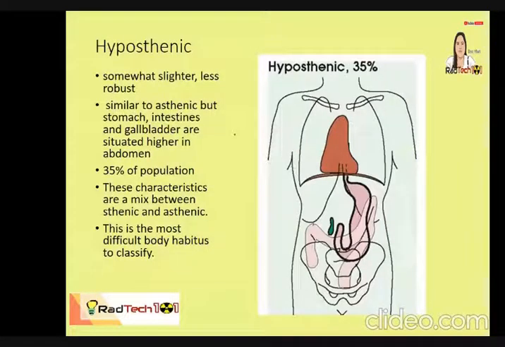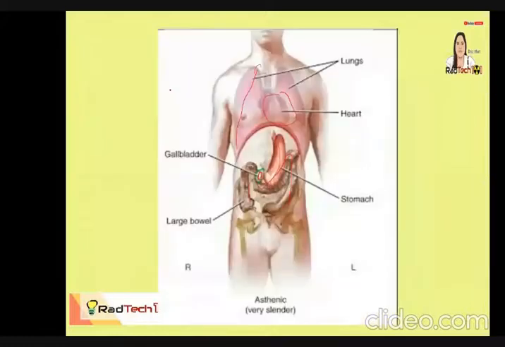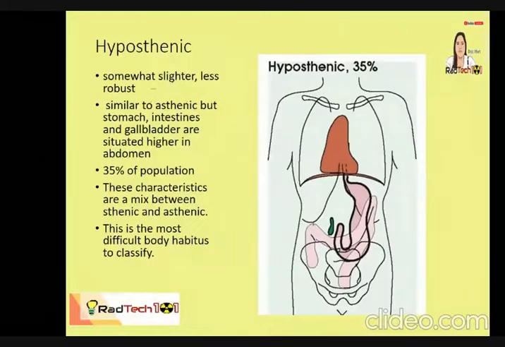Then, last for hyposthenic, so mas payat kesa sa asthenic. So, somewhat slighter, less robust. Similar to asthenic, but stomach, intestines, and gallbladder are situated higher in the abdomen. So, yung kanyang stomach, intestines, and gallbladder, so mataas. Ito, compared dun sa asthenic kanina.